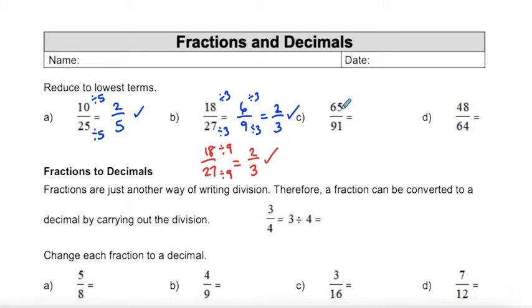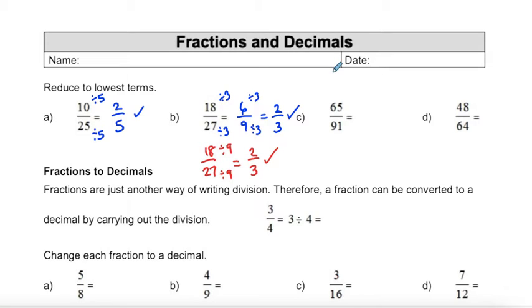65 over 91. So what would this be in lowest terms? Well, again, we need to look for a number that might divide evenly into both the numerator and the denominator. We know that they're both not multiples of 10. We know that they're both not even numbers. So then we have to work our way up through the ranks. So can I divide it by 3? No. Can I divide it by 4? No. I know I can't divide by 5.